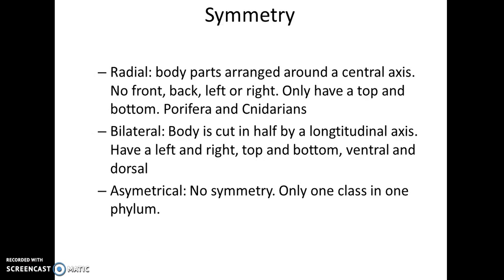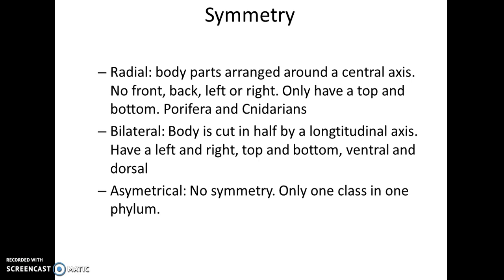So we're going to have to define some terms. Symmetry is how your body is arranged. We have three types of symmetry: radial, bilateral, and asymmetrical. In radial symmetry, the body parts are arranged around a central axis. So they're usually circular, so there's no front, no back, no left, no right. They only have a top and a bottom. And there are only two phyla that have radial symmetry, which are Porifera and cnidarians.